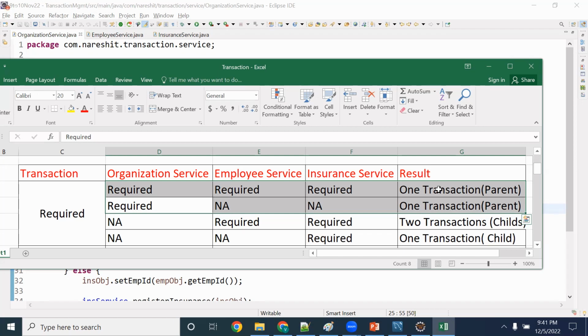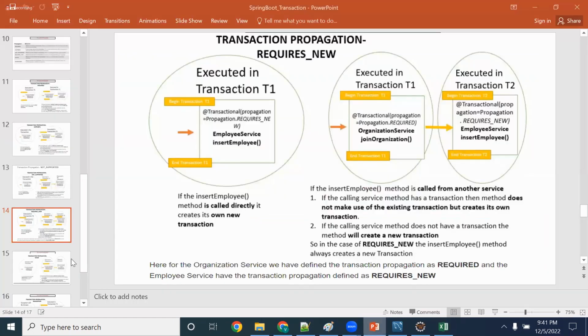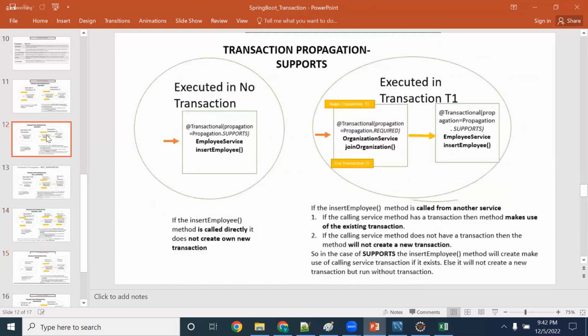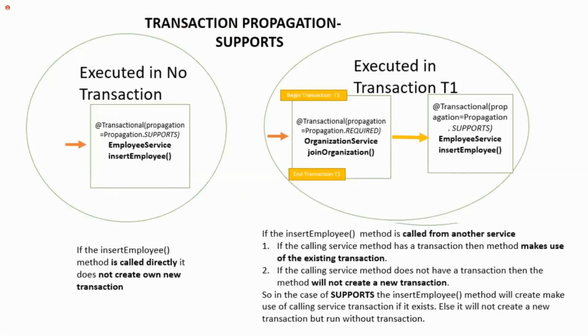Next, I'm going to talk about the next annotation, which is supports. What exactly does supports mean?